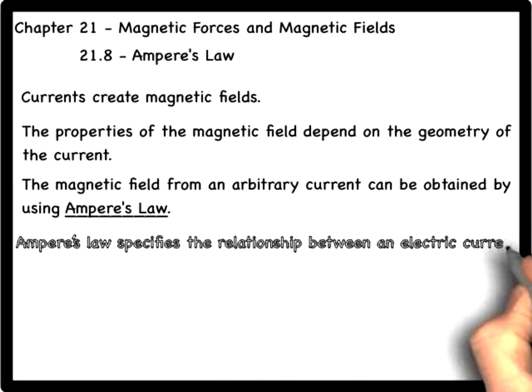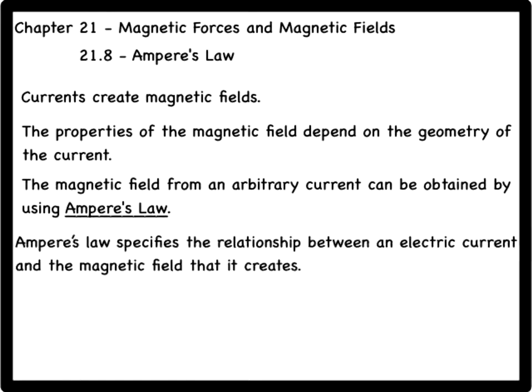Ampere's law specifies the relationship between an electric current and the magnetic field that it creates. It is the magnetic equivalent of Gauss's law, which specifies the relationship between an arbitrary charge distribution and the electric field it creates, which we studied in Chapter 18.